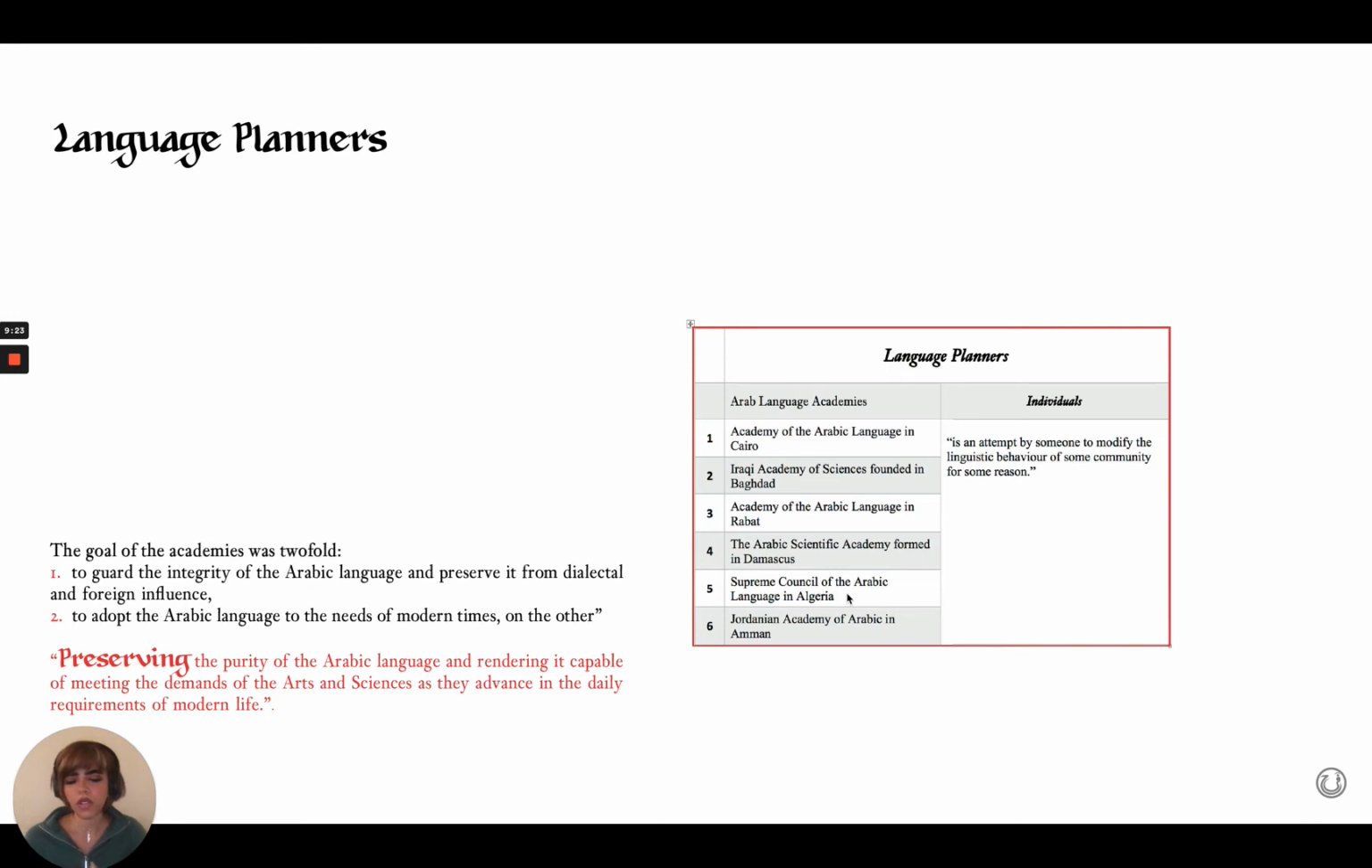And also, I wanted to highlight something. I almost forgot that language planners aren't all associated with academies or organizations, but the term can be taken further into individuals. So individuals who write journals, who write research, or any form of problem solving to an issue, they can be part of language planning.